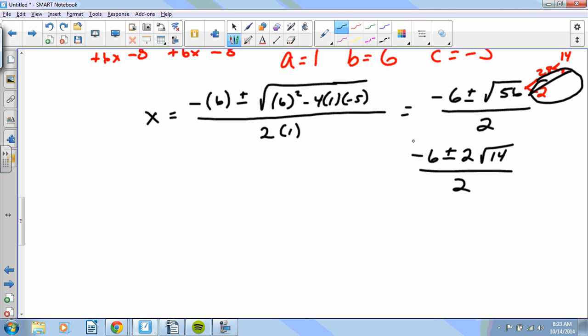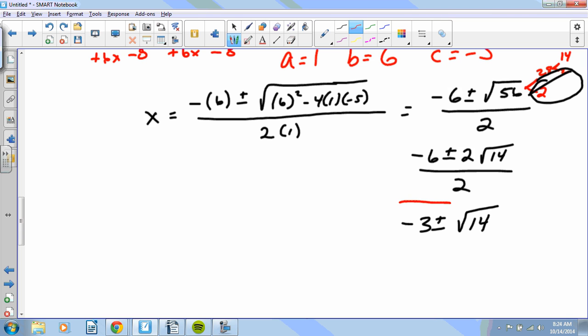So I'm just going to simplify the stuff on the outside. If I notice negative 6 and 2, they are both divisible by 2. So I'm going to simplify those fractions right off the bat. So I'm going to do negative 6 divided by 2, which is negative 3. I have plus or minus 2 divided by 2 is 1, so that just gets left as the square root of 14.